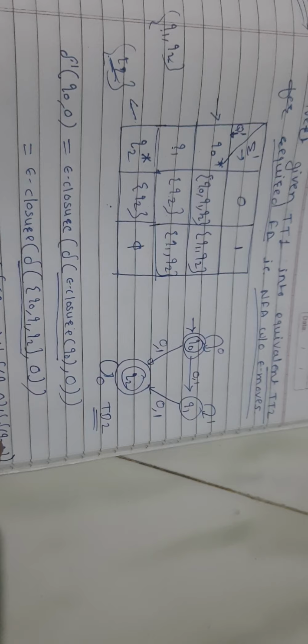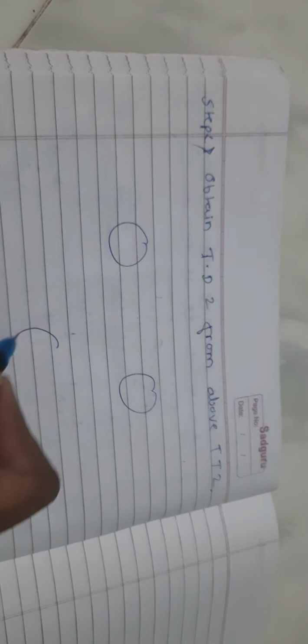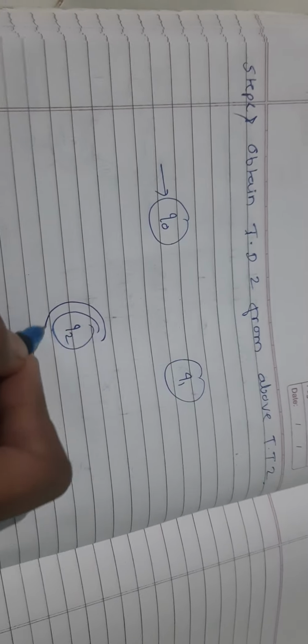Transition diagram 2. So here I will draw it fresh. 3 states, again you can revise: Q0, Q1, Q2. The initial state is this one. This is the final state as well as the initial state, because the epsilon closure of the initial state contains Q2.